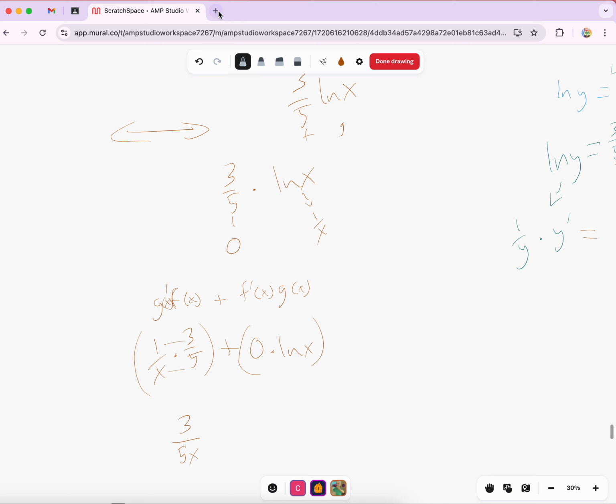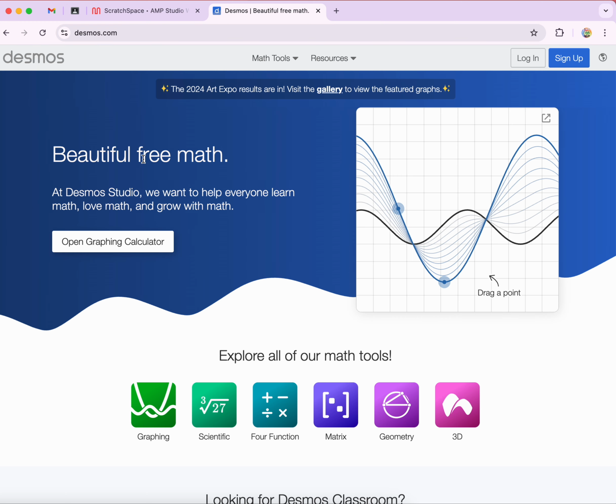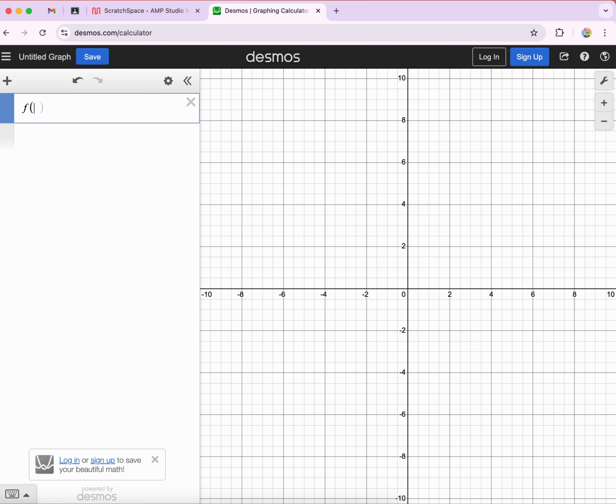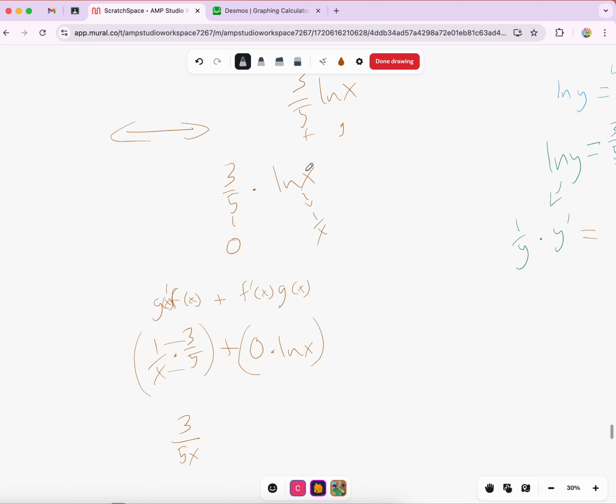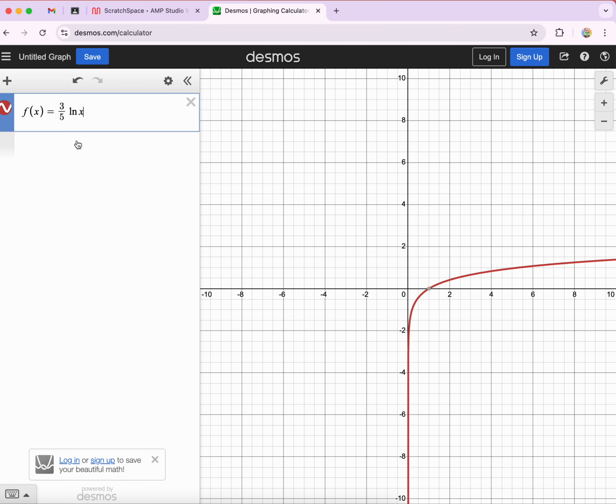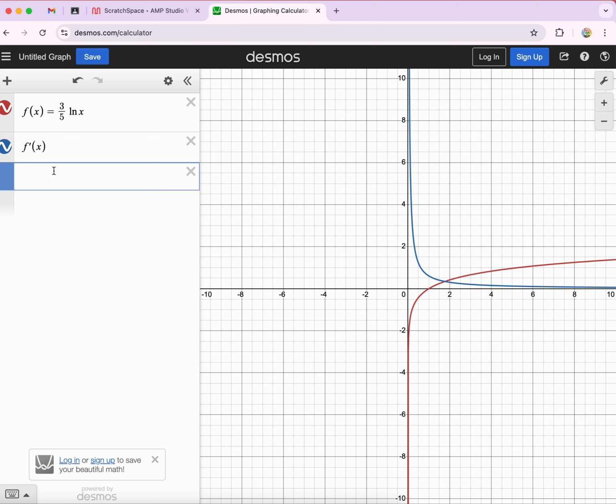If we want to verify that, let's verify that in Desmos. We can go to Desmos, open our graphing calculator, and just set the function to just be that one little piece. So that one little piece was 3 over 5 times the natural log of x. So we've got this right here. And then let's type in our derivative. So f prime of x, we've got that. And let's type in our supposed derivative, which is 3 over 5x.